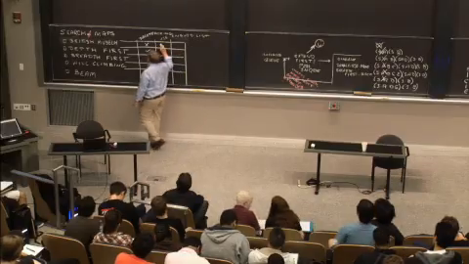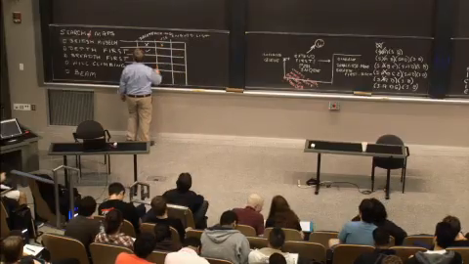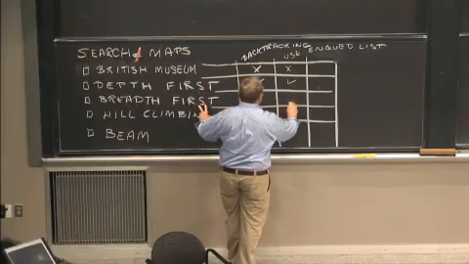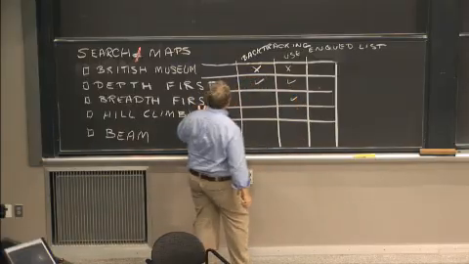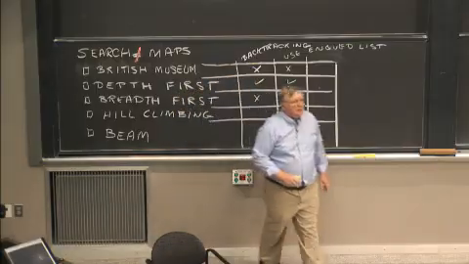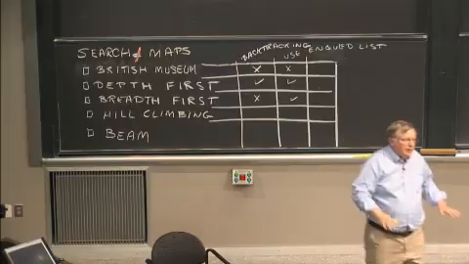Doesn't help with the British Museum algorithm because nothing helps with the British Museum algorithm. Does it help with depth first? Yes. Does it help with breadth first? Yes. Do we do backtracking with breadth first? No, because backtracking can't do us any good.